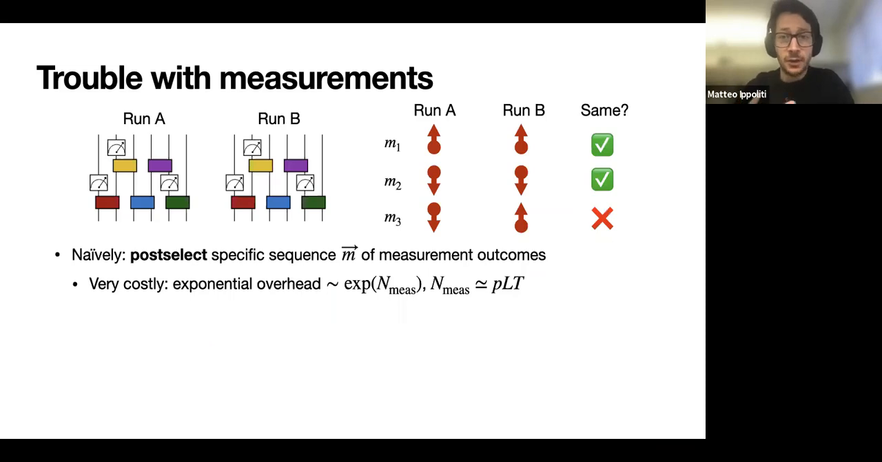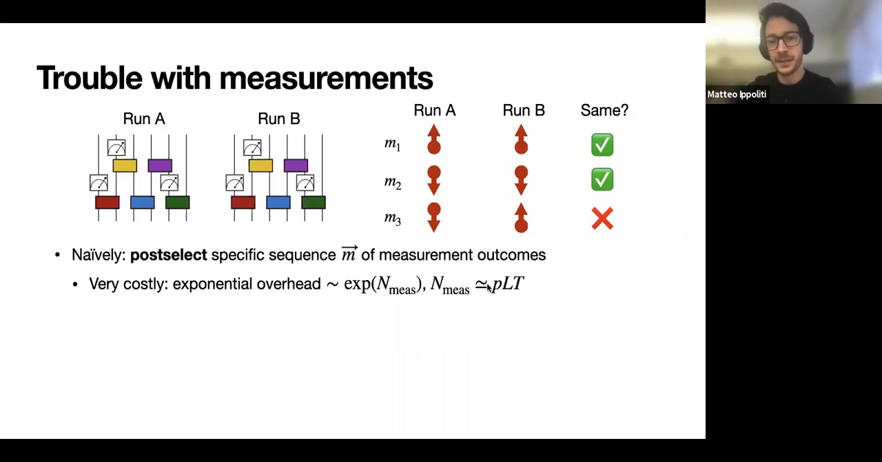So ways to do that, naively, you could post-select specific sequences of outcomes. So let's say you do this once, you get some sequence, and then you decide from then on to only consider realizations where you got that particular sequence from that moment onwards, and just throw away all the others. So that's going to work almost by construction, but it comes at a really steep cost, because only an exponentially vanishing fraction of your runs are going to be usable. The others are going to have to be discarded, basically.